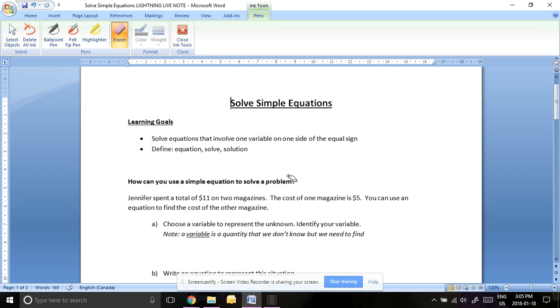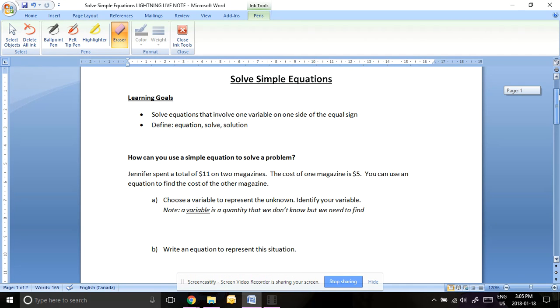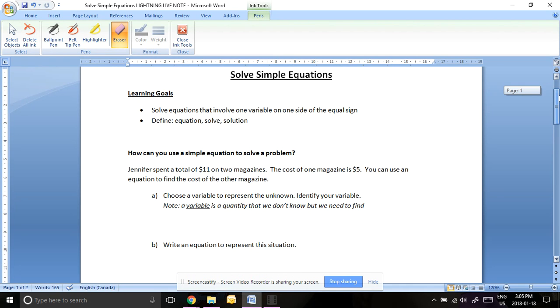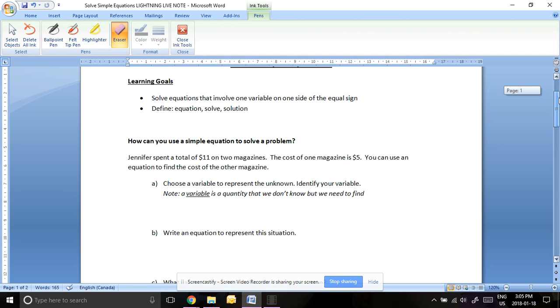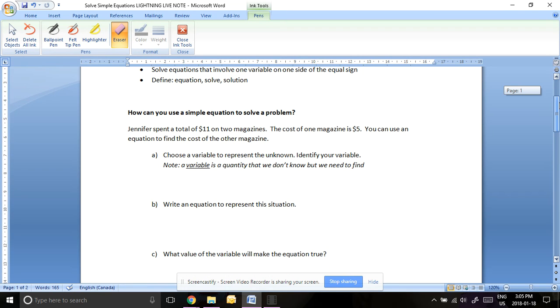So today I'm going to teach you a short lesson about solving simple equations. The learning goals today are that we are going to solve equations that involve one variable on one side of the equal sign, and we'll define three different things: equation, solve, and solution.